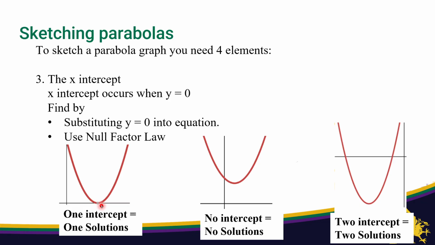Now, we know with a parabola, we can have one solution, so the turning point is on the axis. We can have no solution where it's not going through the x-intercept, but we can also have two solutions.